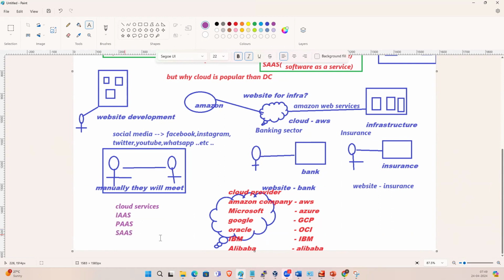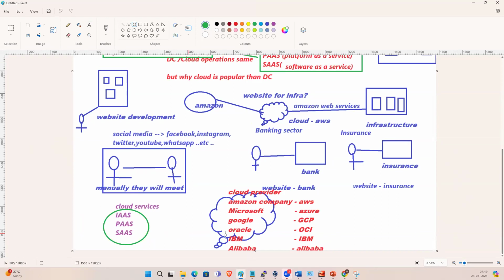So there is not much difference between DC and the cloud. What are the cloud services, guys? Everyone can speak out. IaaS, PaaS, and SaaS. But the data center provides only infrastructure as a service.